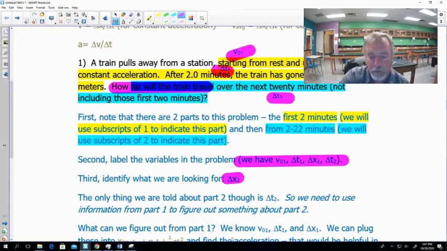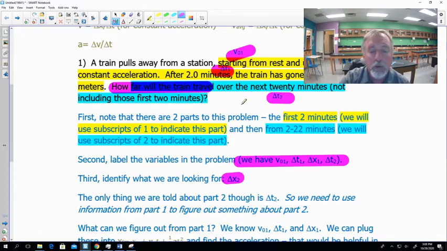That's just the setup of our problem. We need to get that basis done. The only thing we know about part 2 is this delta t2. We only have four variables, and the only part we know is delta t2. So there's some information we're going to need from part 1 that we're again going to use as we answer part 2.